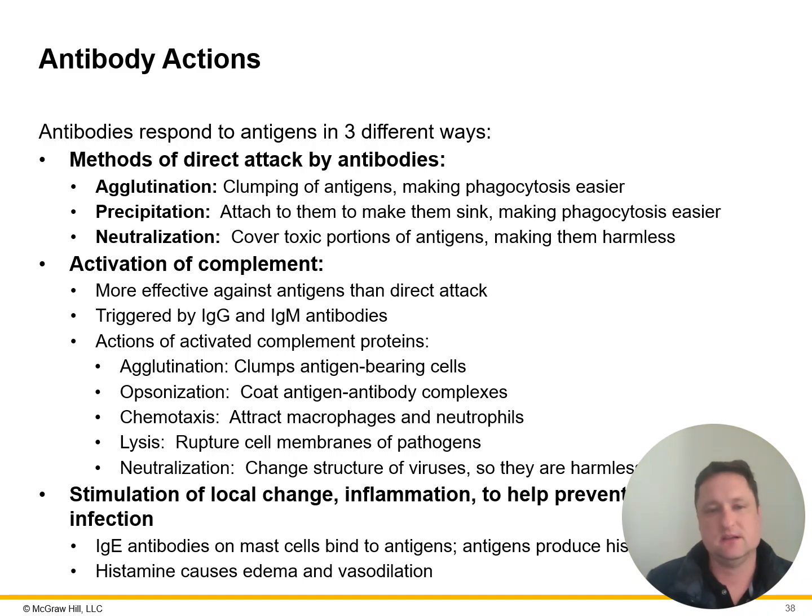So next we have the complement system. This is usually more powerful than direct attack alone. It's triggered especially by the IgG and IgM bound to antigens. So once the complement proteins activate, a cascade produces multiple effects. Agglutination, again, clumping of infected cells. Opsonization, this is coating the target to make phagocytosis faster and easier.